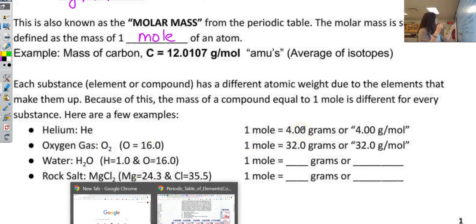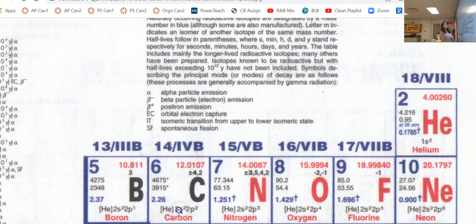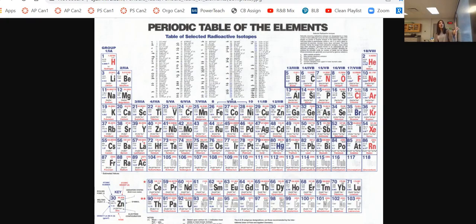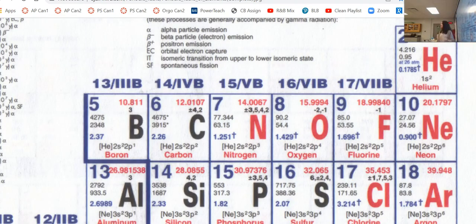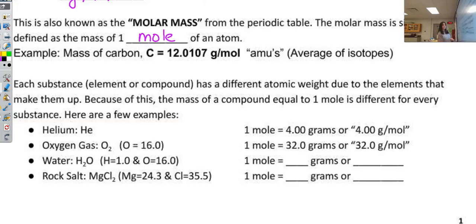Oh, let's look at this first. Helium is 4. We already looked at helium, and we said it was 4, so we call it 4 grams per mole. I don't have helium here, okay? Oxygen gas. If I wanted oxygen gas, why isn't it 16? When we looked at the periodic table, we said O was 16. So why is it 32? Oxygen in nature is not actually O. What is it? It's O2. So we actually have to multiply it by 2 in order to get oxygen's mass.